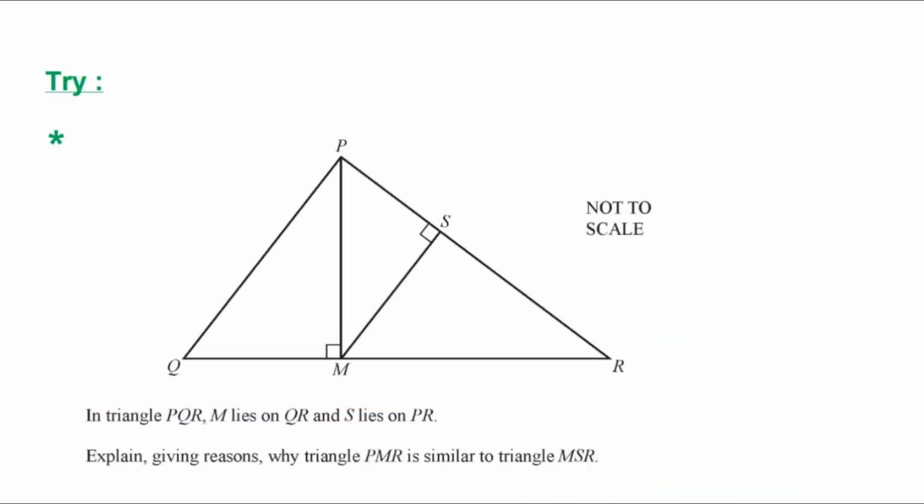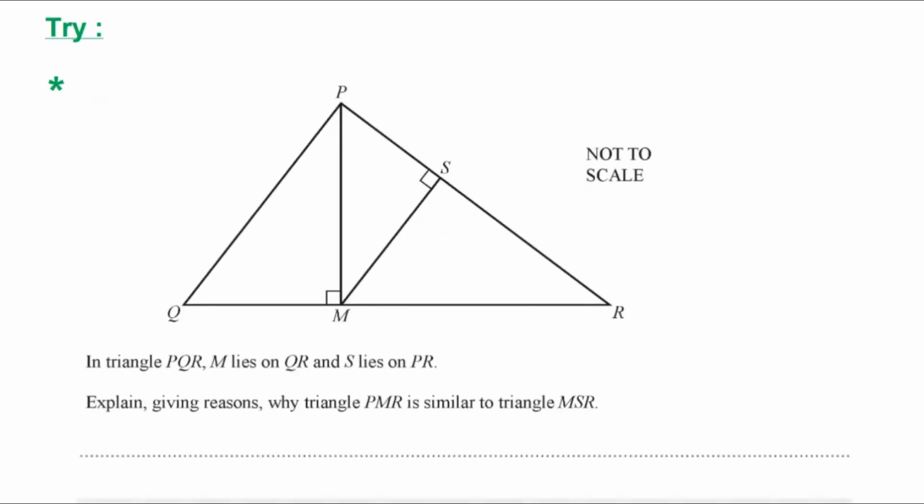Similarly, you can try this example by yourself. In triangle PQR, M lies on QR and S lies on PR. Explain, giving reason, why triangle PMR is similar to triangle MSR. So just find out the angles and prove the two triangles are similar. Okay. Share your answer in the comment section.